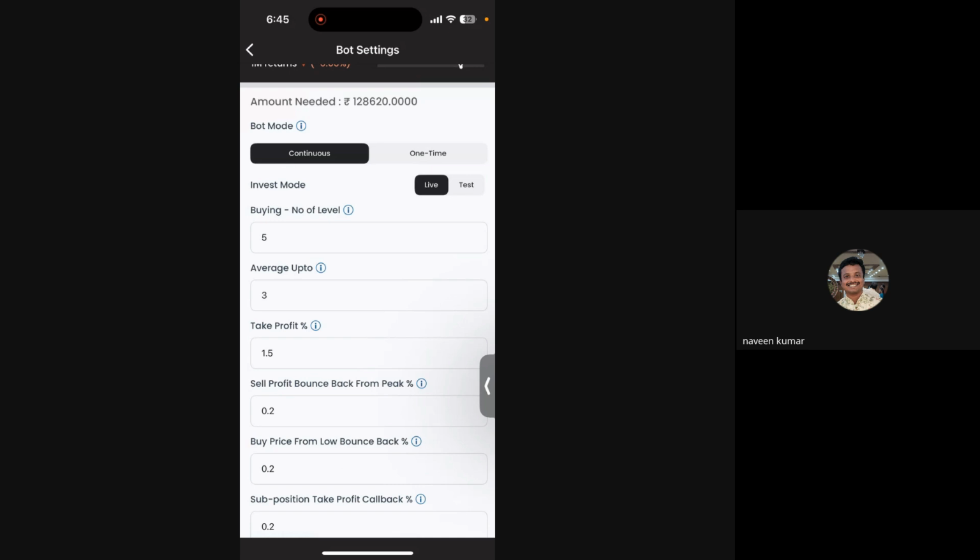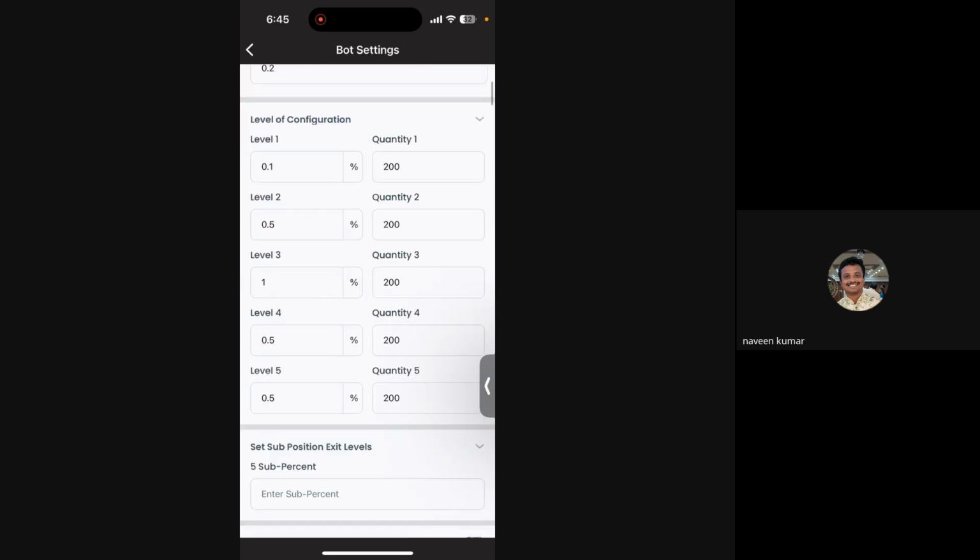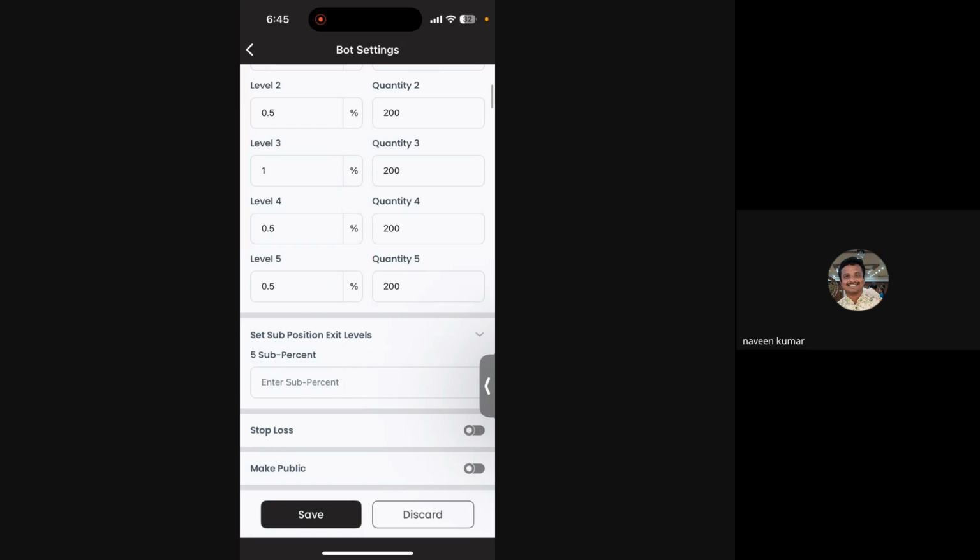1,28,620 rupees, and I have kept it continuous. You can keep it live and testing. You can just test how it is working. I will show you tomorrow how it has been performing. I have already bought Tata Steel live in my other account. It is doing very great. Today it has accumulated at 128.